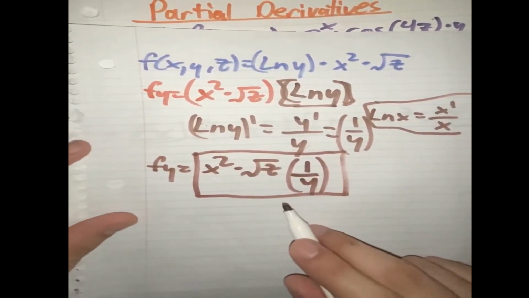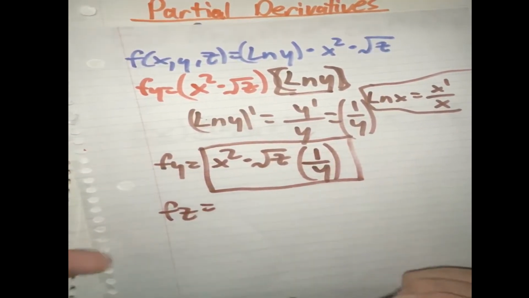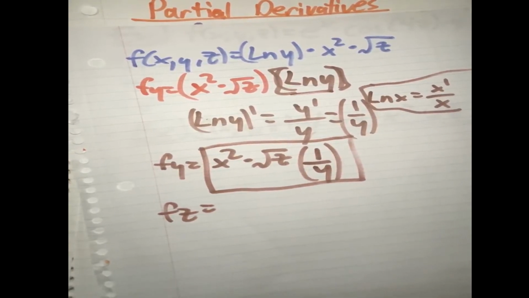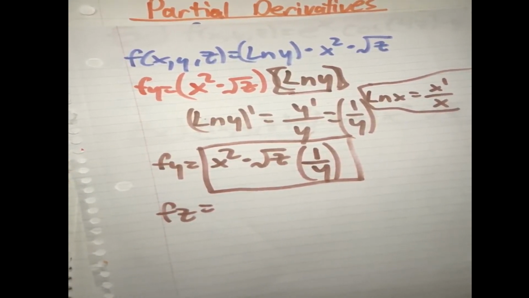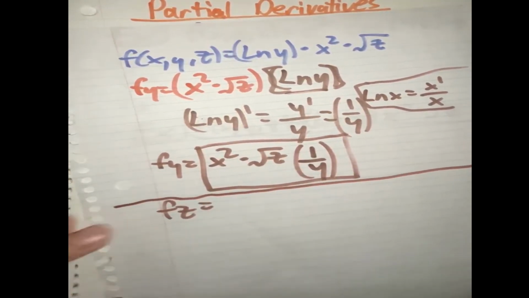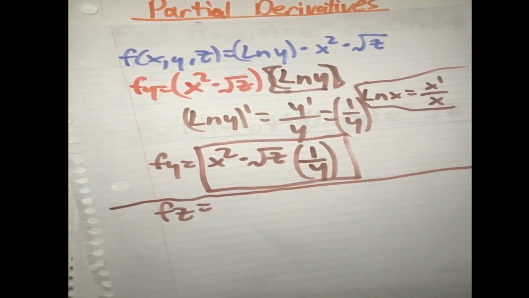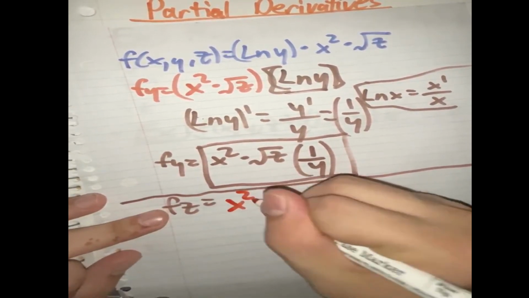So that's the derivative of f of y. Now with respect to z, the derivative with respect to f of z. The first thing we do, which I'll put a line right here to separate, when we're taking the derivative with respect to z is we treat the x and y components as a constant.